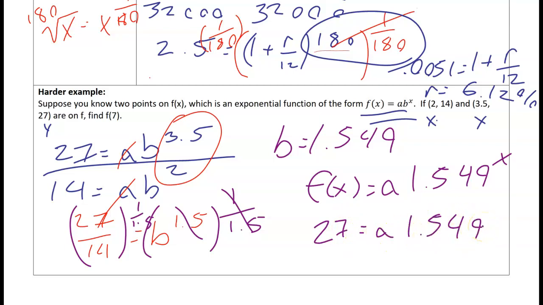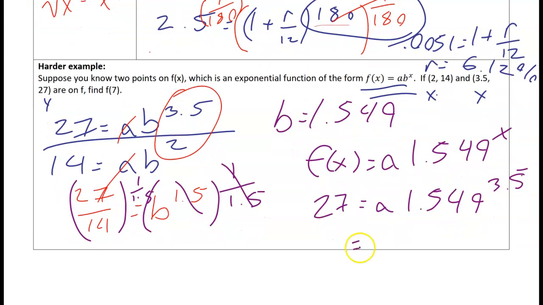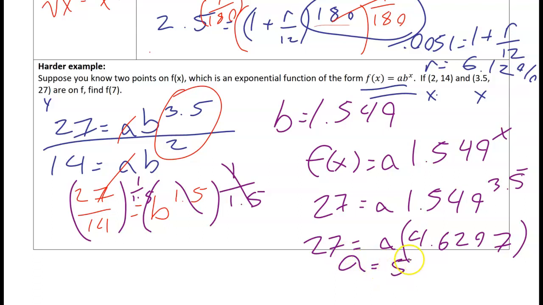So 27 was the y I picked, so my x has to be 3.5. And notice here, all I need to do is type this into my calculator to simplify. So make sure you can get that. And then I just divide both sides by that number, and I get 5.83.